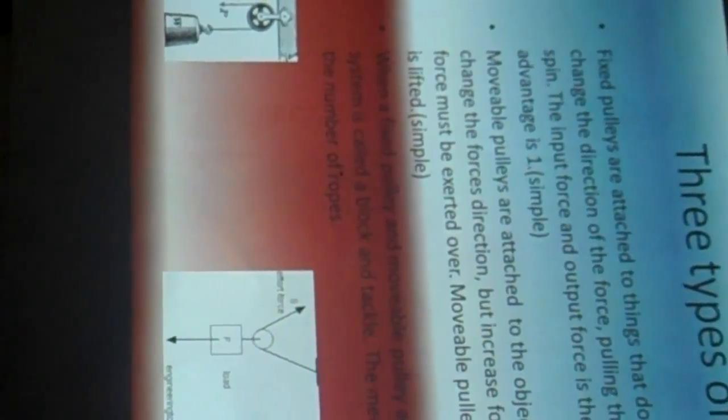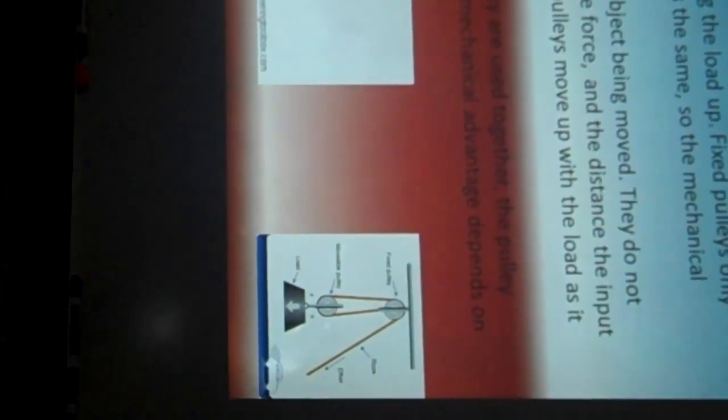A pulley is a simple machine that has a grooved wheel that holds a rope or cable. A load is attached to one end of the rope and an input force is applied to the other end. You can see my elevator and my Gangnam Style elevator. That's awesome. There's 3 types of pulleys. There's fixed pulleys, movable pulleys, and block and tackle.